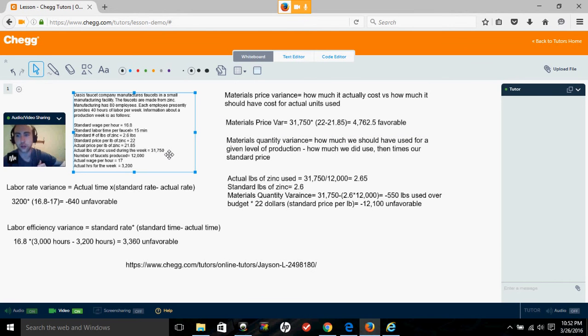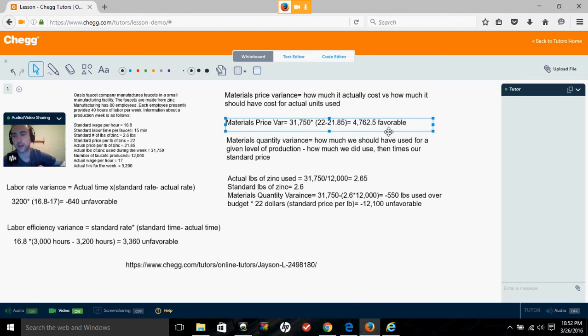In this case, 31,750. So when we do that, we get a 4,762.5 variance. And because the actual price per pound of zinc was less than our budget, we have a favorable variance.